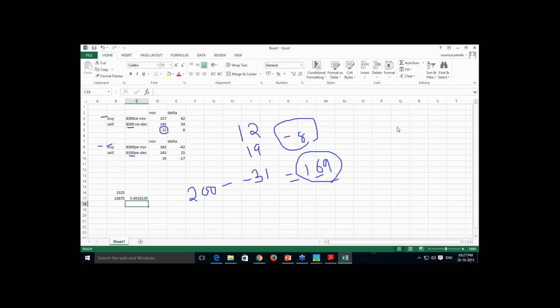This is a cross calendar bull spread and bear spread. This 200 point is the difference between the strikes, Mr. Uttam Jain. I have bought 8,300 and sold 8,500, so only 200 points you can gain from here if it goes to 9,000 and so on. For that reason only it is being given.